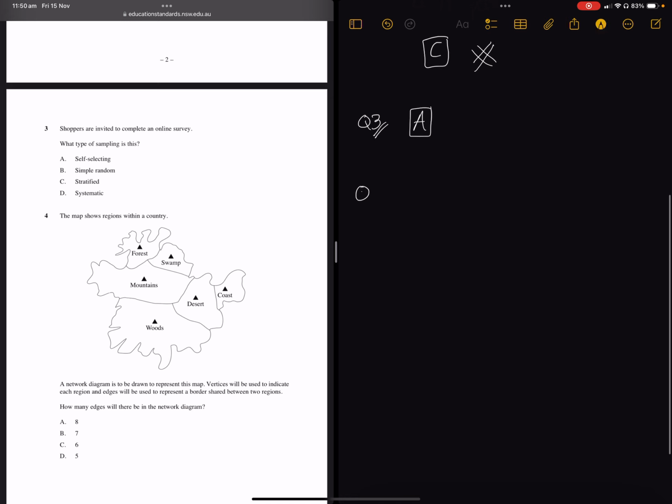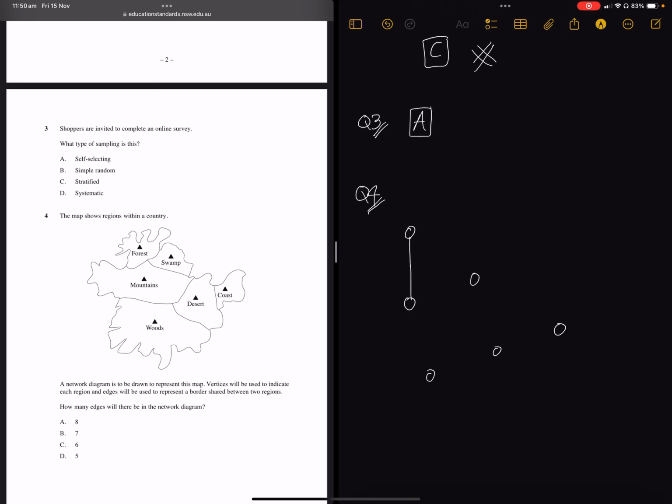Now for question 4, we're given a map. A network diagram is to be drawn to represent the map. Vertices will be used to indicate each region. Edges will be used to represent a border shared between the two. So for an edge to be drawn, there actually needs to be a border shared between these two places. So let's draw the 6 places. They sort of look like this.